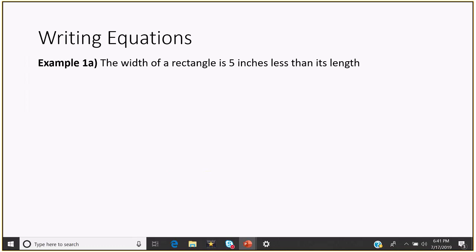So I kind of lingered on that word "is." That's generally a word that means equality. So when I see that, I kind of break things up into two sides. The first side is, I take what is to the left of that, which is width, so that's where my W comes from. And then to the right of that, I see 5 less than its length. So that's where the L minus 5 comes from, and I can put those two together.